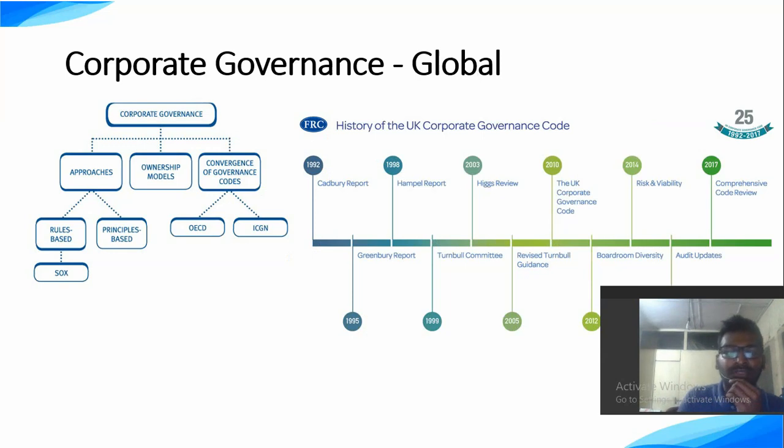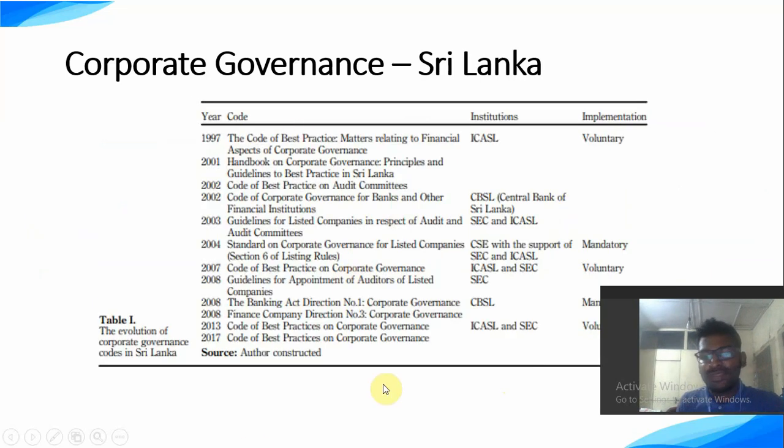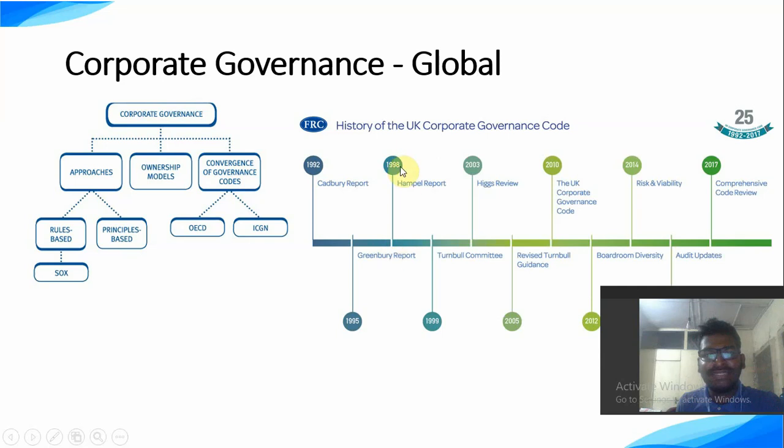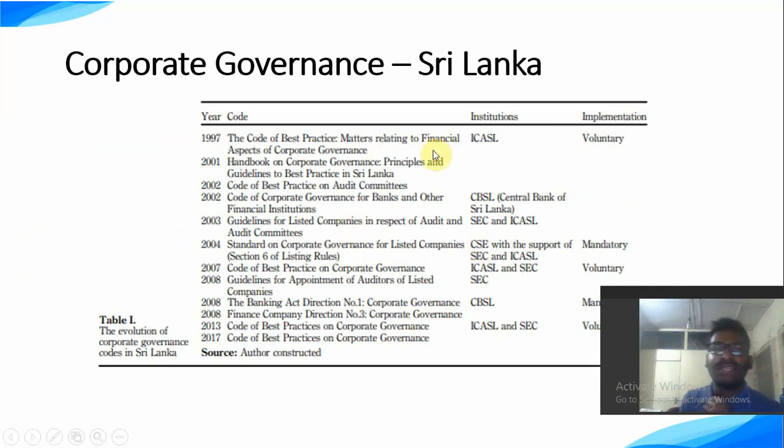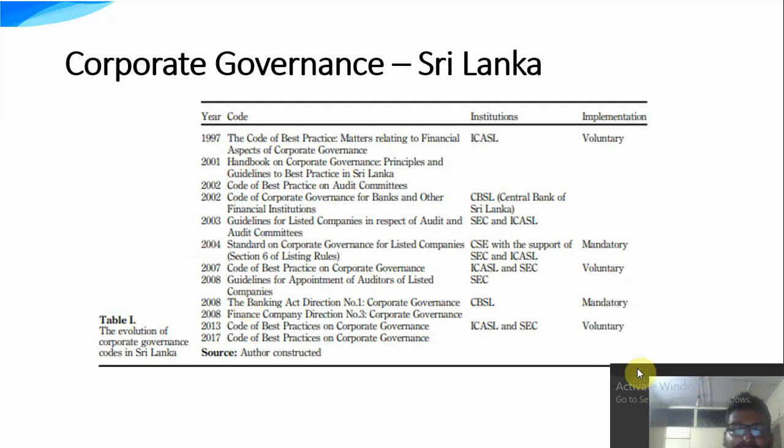The Sri Lankan corporate governance code is similar to the UK code. As you can see, the initial code was developed in 1992, and around 1995 to 1998, Sri Lanka started to adopt best practices in financial corporate governance. The major parties involved in this development were ICASL, the Institute of Chartered Accountants, the Central Bank of Sri Lanka, the Securities and Exchange Commission, and the stock market. These are the entities involved in the code development. However, most of the codes are still voluntary.